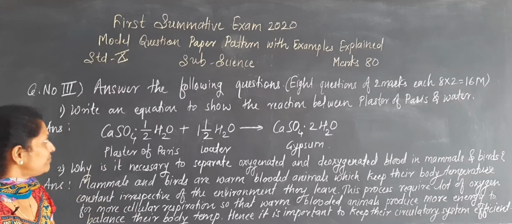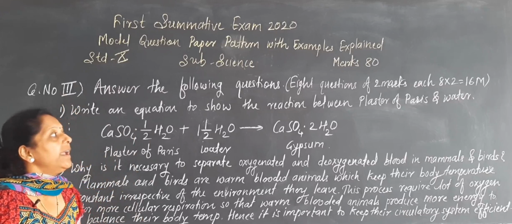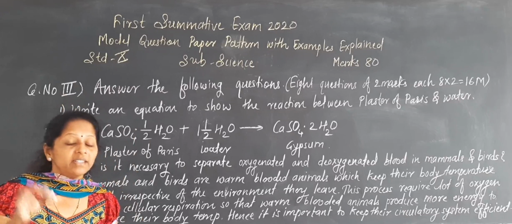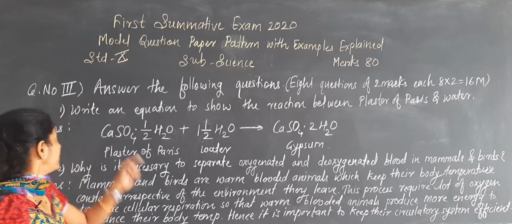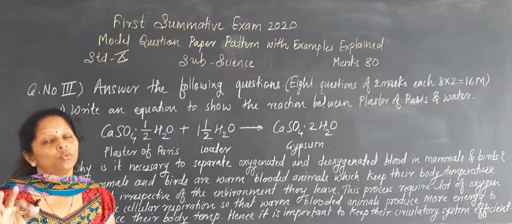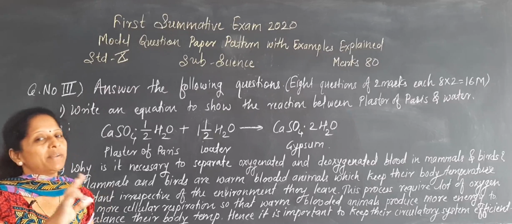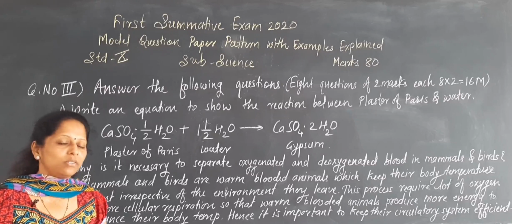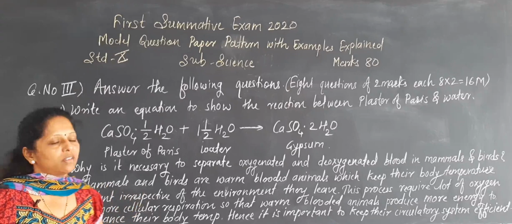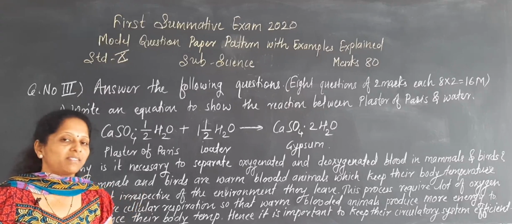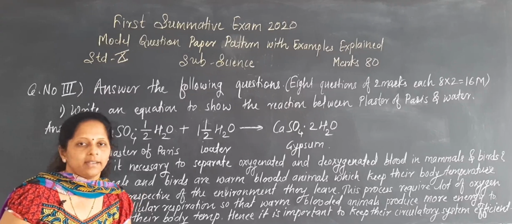So this is about question number 3. Answer the following questions: 8 questions of 2 marks each. Here 8 questions are going to be asked for question number 3, 2 marks each. This is the question paper model with solved examples. I am going to solve only two examples here. So question number 3 has 8 questions of 2 marks each, a total of 16 marks.